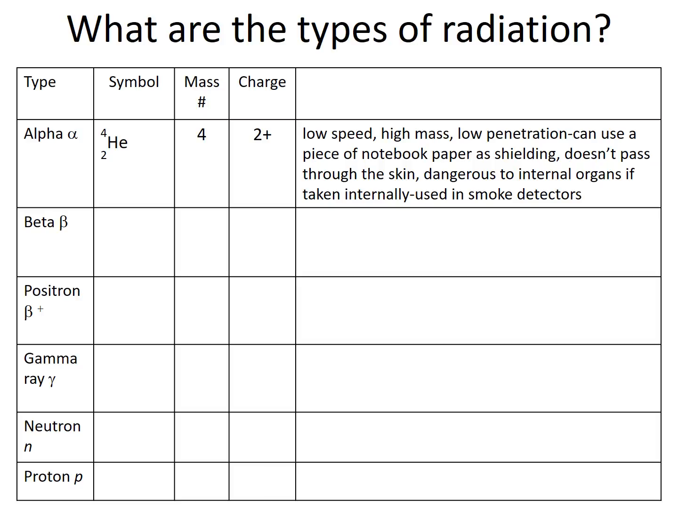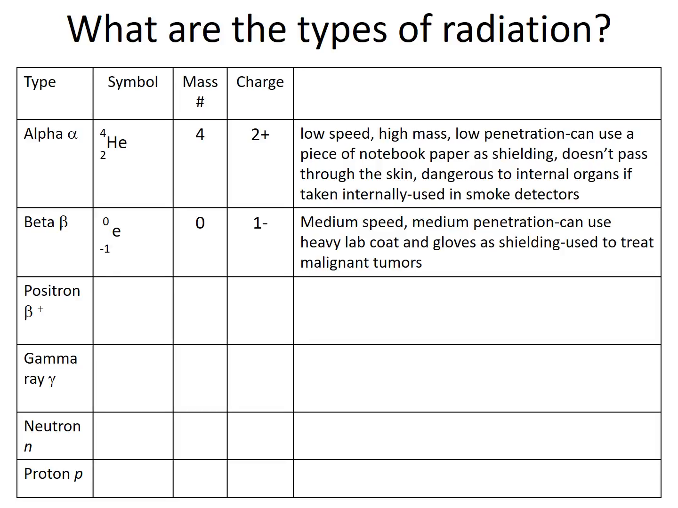Let's move on. Beta particles. Beta particles have a mass number of 0 and a charge of -1. So they are actually identical to an electron. It's just that they are emitted from the nucleus of the atom. It's actually emitted when a proton converts to a neutron.